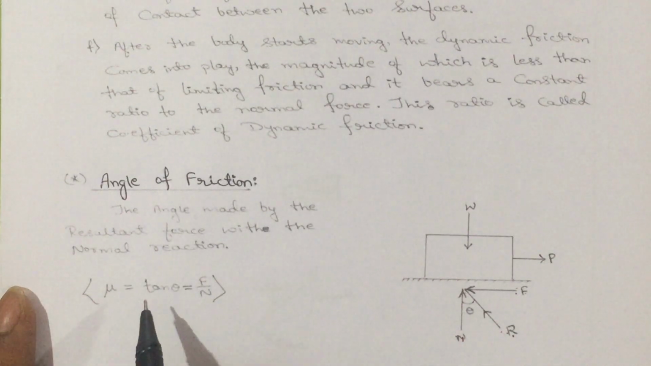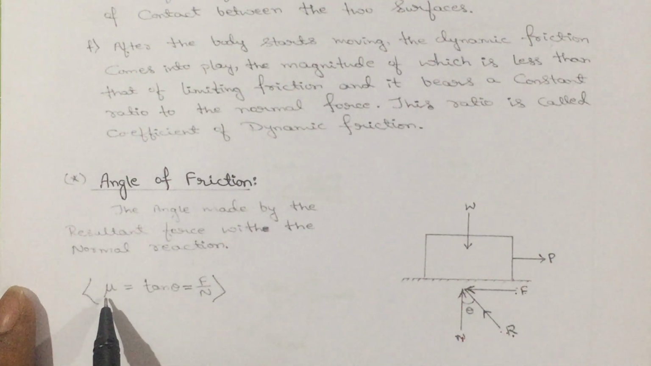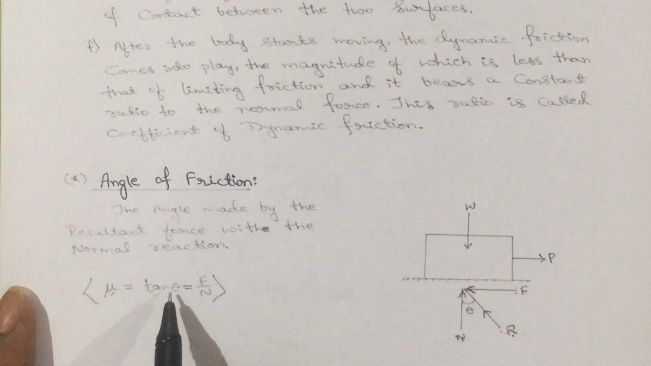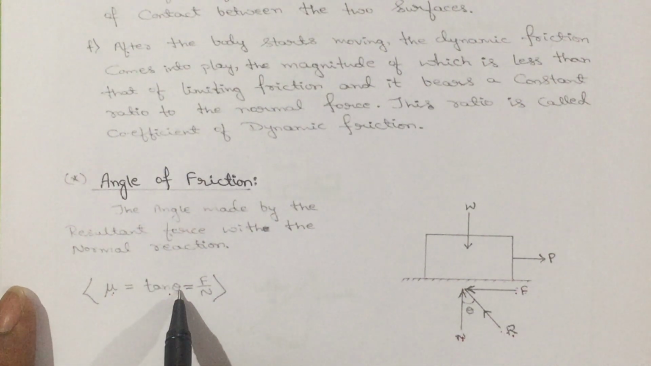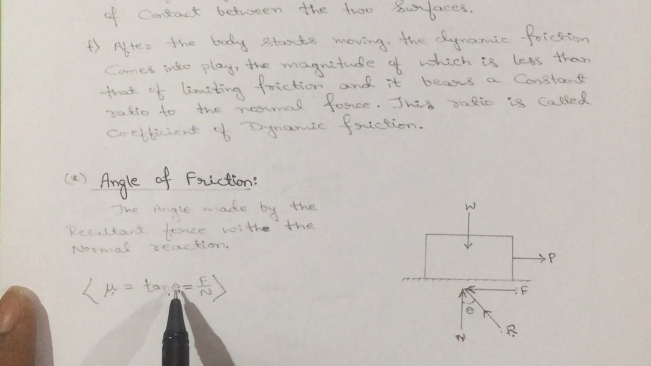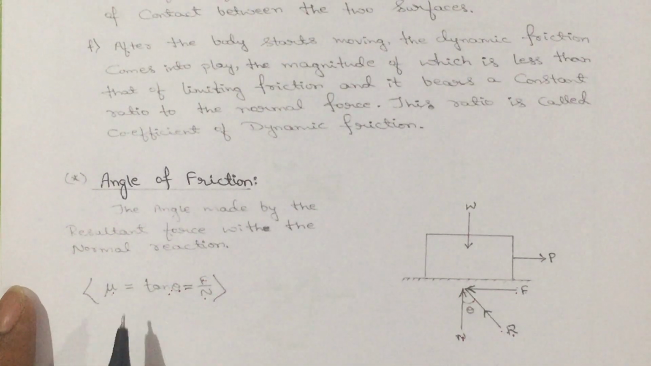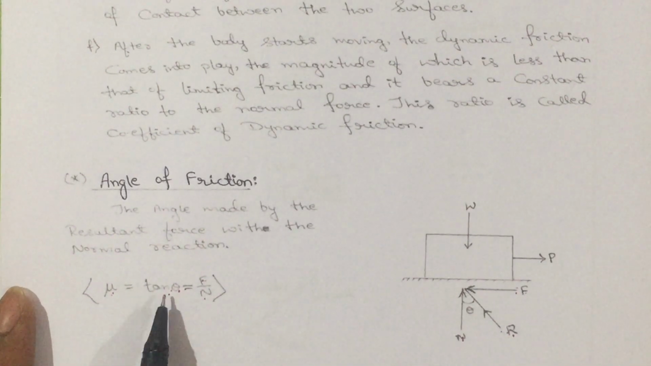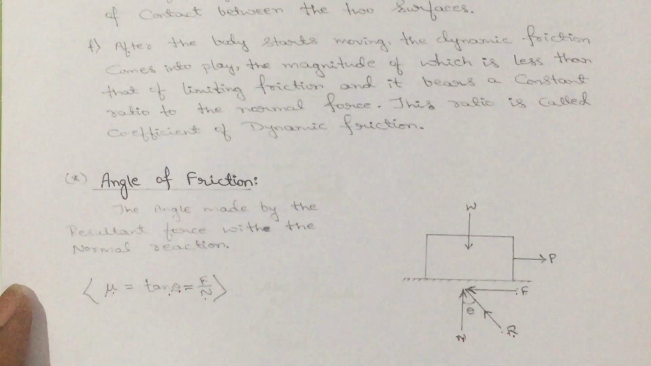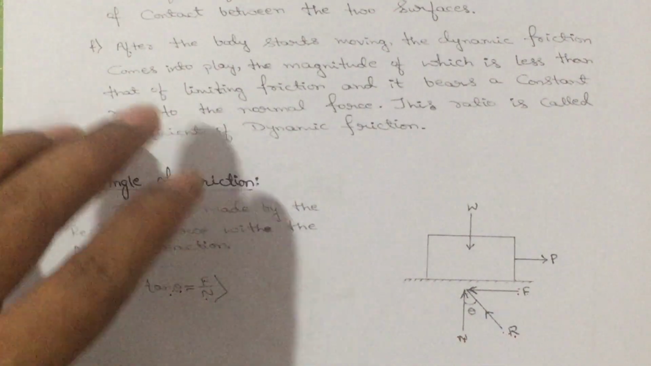The angle made by the resultant force with respect to the normal reaction is known as the angle of friction, that is given by, we know that the coefficient of friction is mu, which is equal to tan theta, where theta is the angle of friction, and this is equal to F by N. This is also one of the important equations: mu is equal to tan theta, which is equal to F by N.